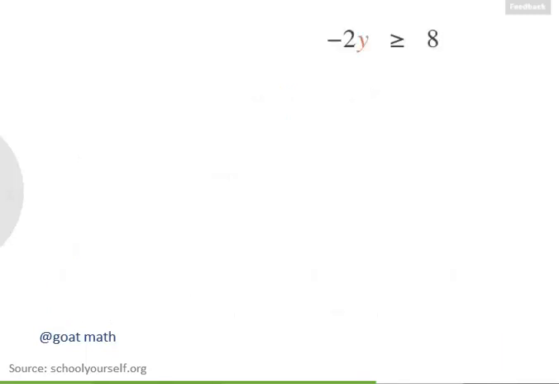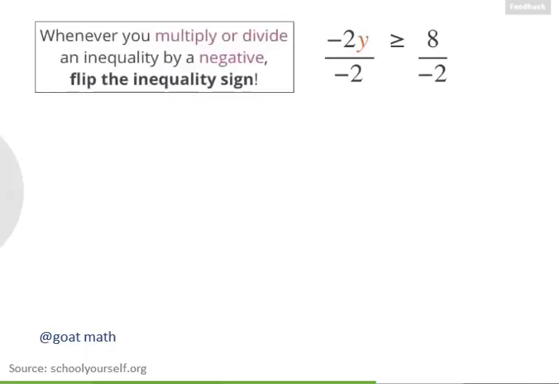Now you might remember a special rule for inequalities involving negatives. To solve an inequality like this, negative 2y is greater than or equal to 8, you might divide both sides by negative 2. But whenever you multiply or divide an inequality by a negative number, you have to flip the sign. So this greater than or equal to becomes a less than or equal to. So we have y is less than or equal to 8 over negative 2, or negative 4.